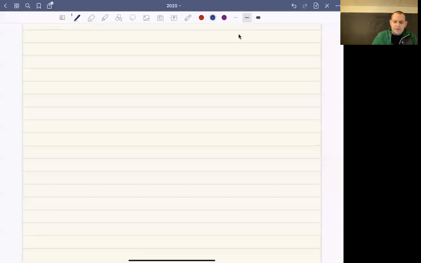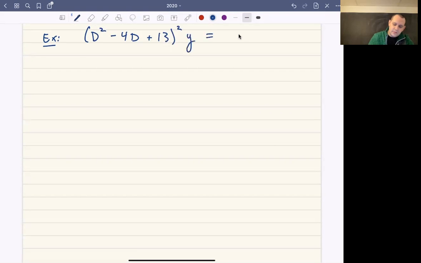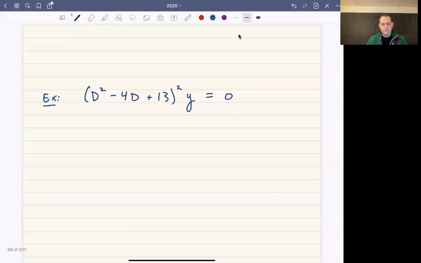The last example I want to do like this before we move on to non-homogeneous equations, I want to talk about complex roots that are repeated. So something like, let's say you have (D squared minus 4D plus 13) squared times y equals 0. Okay, so here we have a differential equation. It's a 4th degree differential equation because when you square a quadratic polynomial, you get a 4th degree polynomial. Anyways, so let's figure out what's going to happen here.